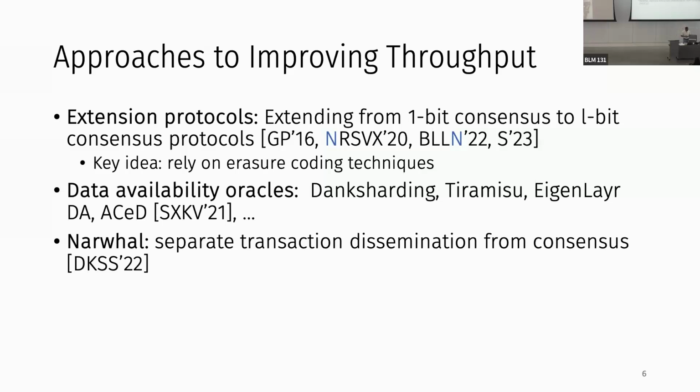There is a different technique called Narwhal, which is a systems-level optimization that separates transaction dissemination from consensus. So you rely on different worker nodes to actually transmit data. So all of these approaches really do help in improving throughput.